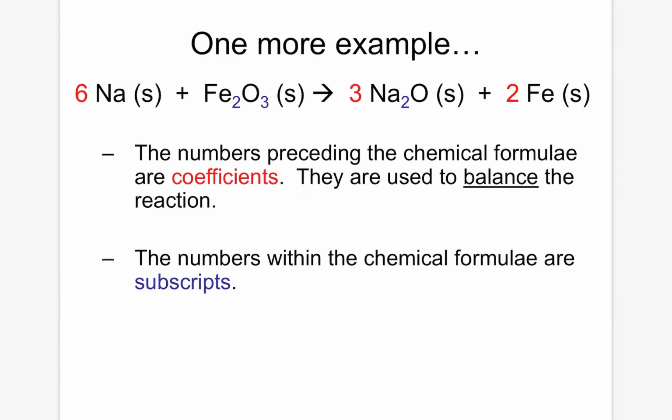This is just another example, but now we're talking about coefficients. So coefficients are going to be indicated in red, and they're going to go in front of your skeleton formula. These can change. These are used to make sure that what goes in on one side matches what goes in on the other side, or what comes out the other side.